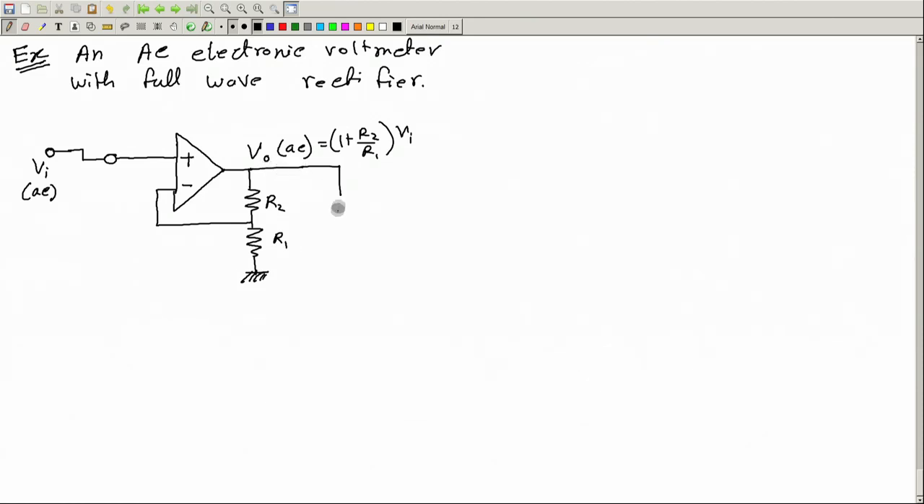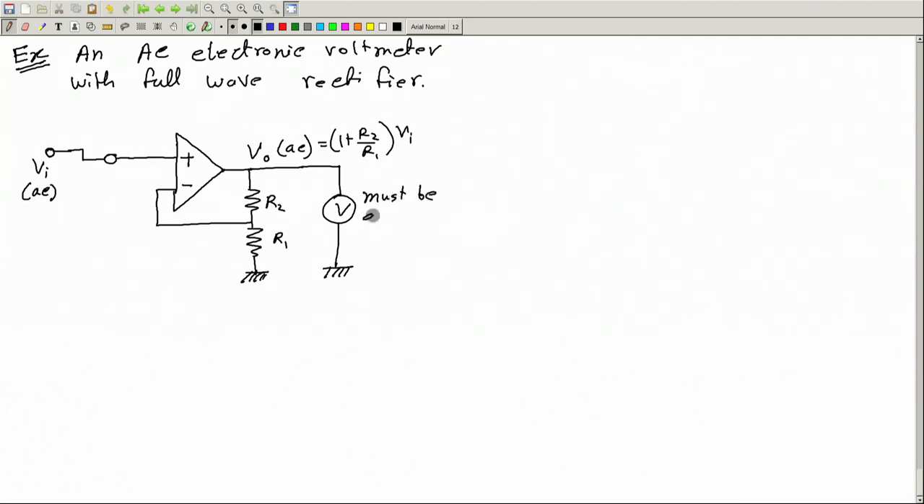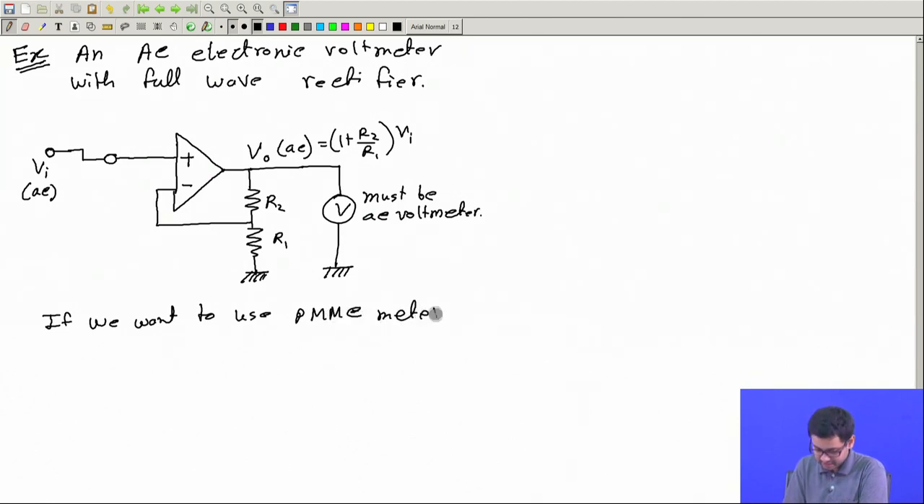Now we can measure it using an AC voltmeter. This has to be an AC voltmeter, the simplest solution, like an electrodynamic one. We cannot use PMMC here. But if we want to use a PMMC instrument, because we know PMMC instruments are often more sensitive than the electrodynamic, and the scale is also linear, then what we can do is this.